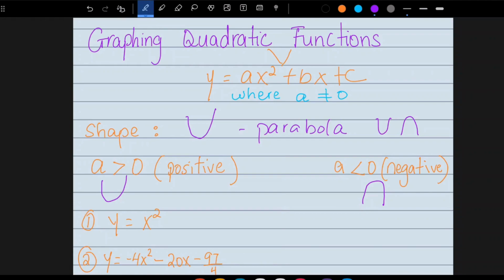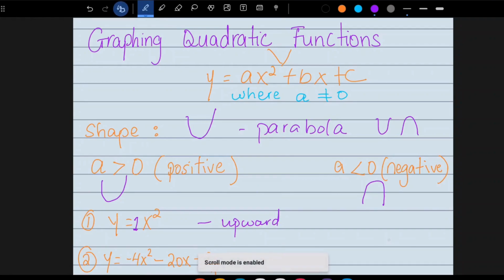It will shape downwards. So you don't have to do anything dramatic to determine whether the graph is upward or downward. All you need to do is to look at the value of a. So my first example, y equals x squared. What is my coefficient of a? Well, no number means a is equal to 1. It's positive, so this graph will shape upward.